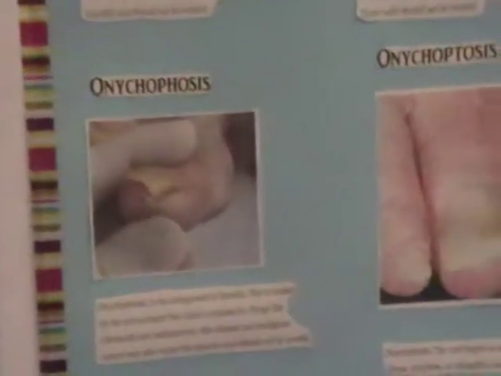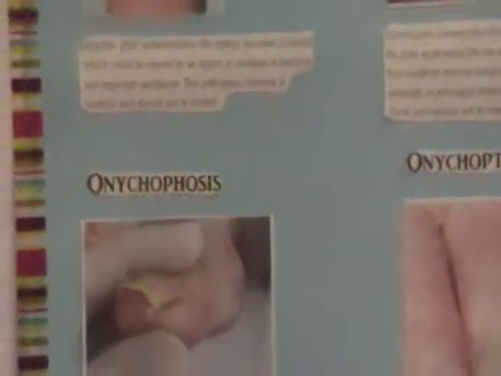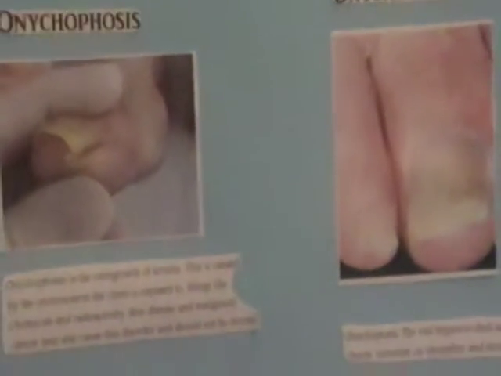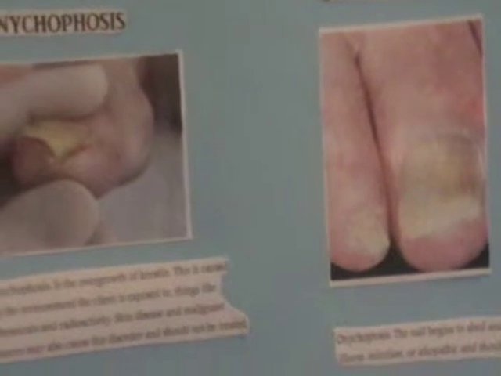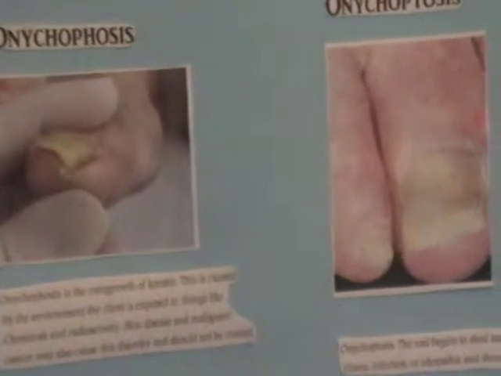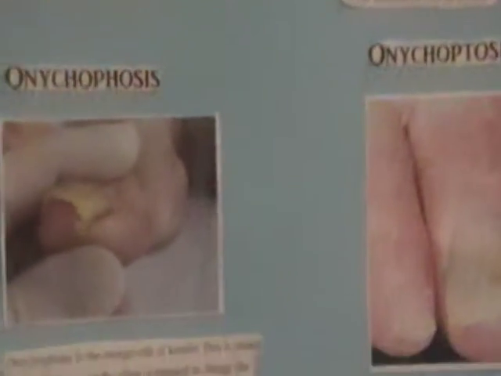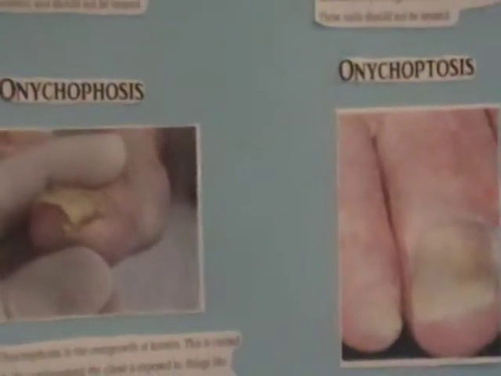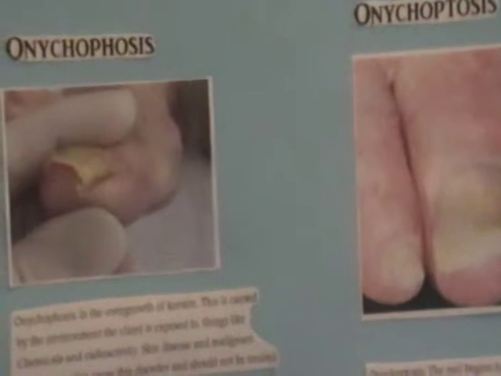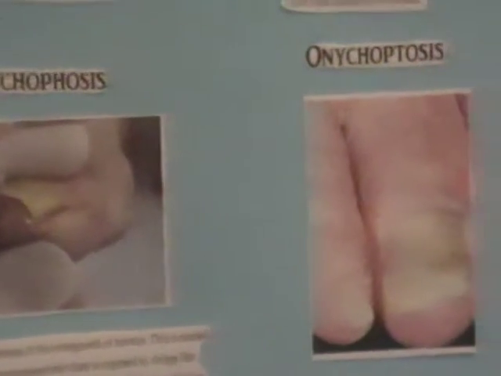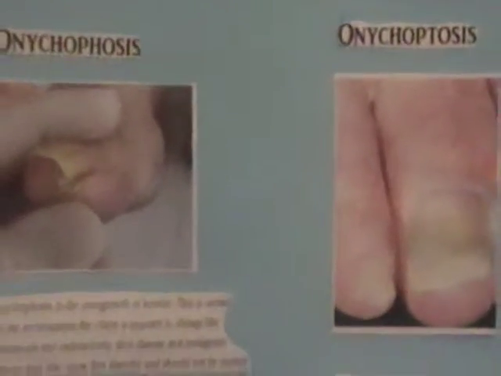We now have onychophosis, and this is the overgrowth of keratin caused by the environment the client is exposed to. Things like chemical, radioactivity, skin disease, and malignant cancer may also cause this disorder and should not be treated.